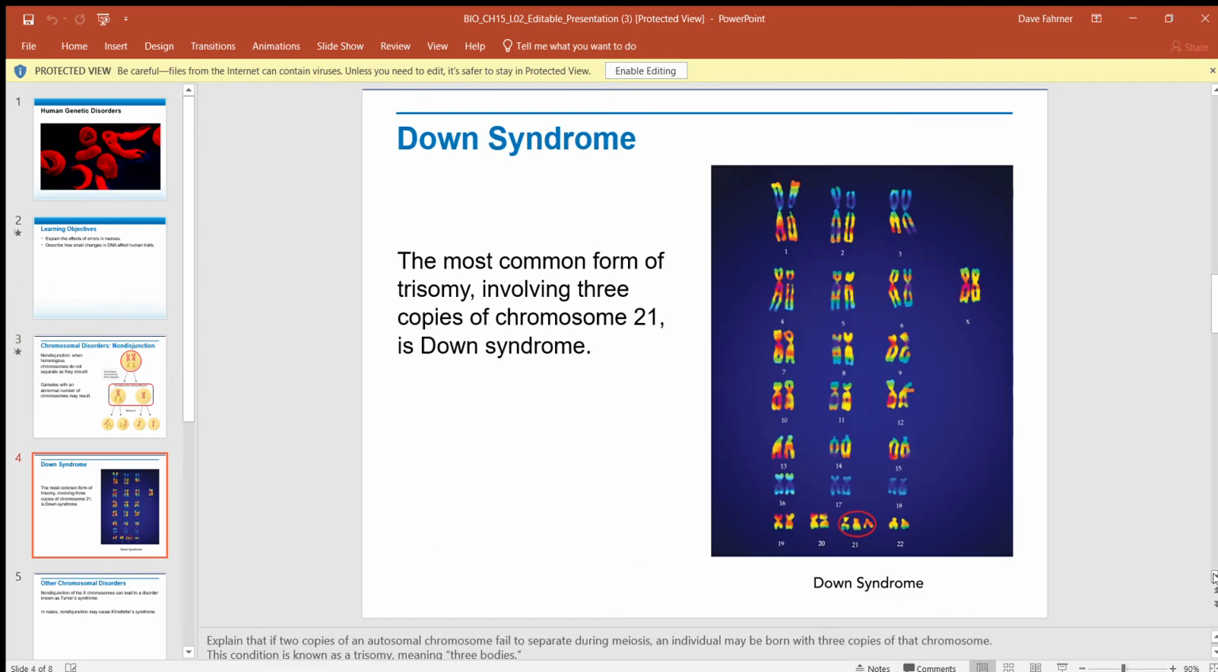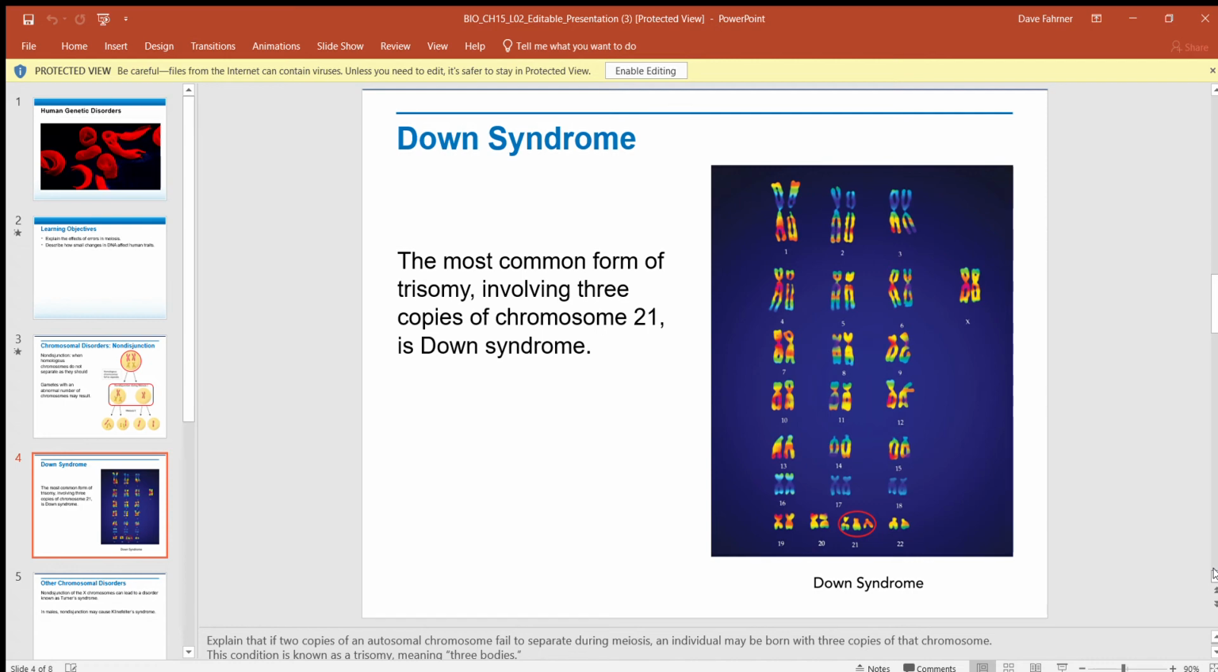So let's talk about the most common of these abnormalities. The most common abnormality of chromosomes is something we call a trisomy, and it happens in chromosome number 21. So we have trisomy 21, and that's called Down's syndrome. Trisomy meaning there are 3 chromosomes in the number 21 pair instead of 2.